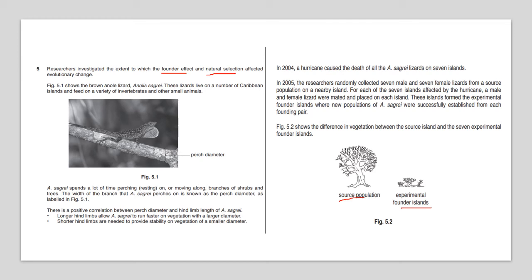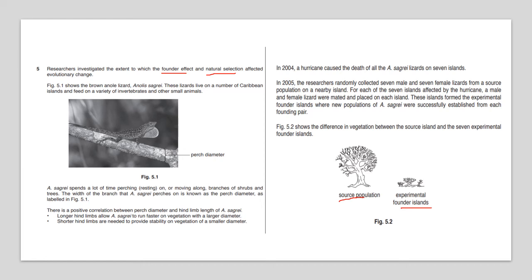So if it has a longer hind limb, it is able to run faster on vegetation that has a larger diameter, and if it has a shorter hind limb, it is stable on vegetation of a smaller diameter. And so after a while, a hurricane came and destroyed all these lizards on 7 islands. In order to re-establish the population of lizards, scientists went to a nearby island, and they mated a male and a female from those islands. This male and female are not the same species as the lizards that were destroyed, but they put them in the 7 islands that were affected to re-establish the population.